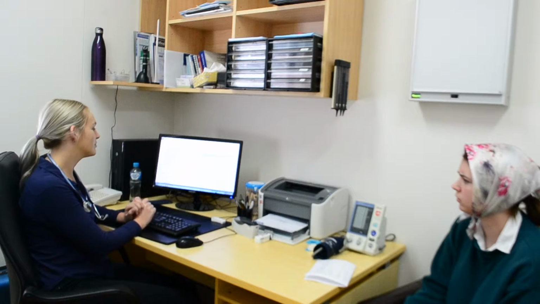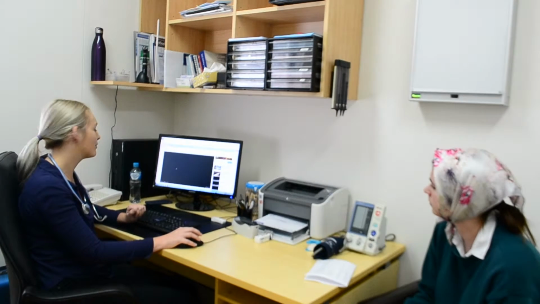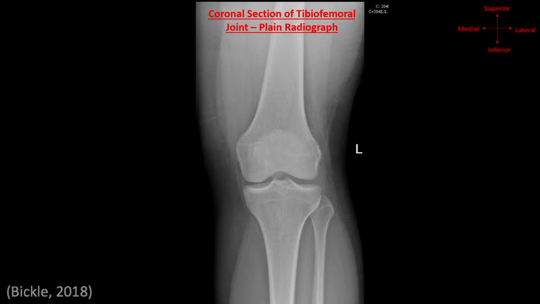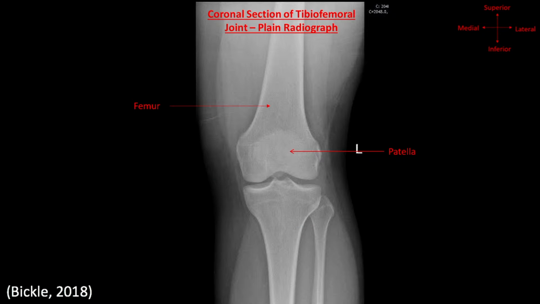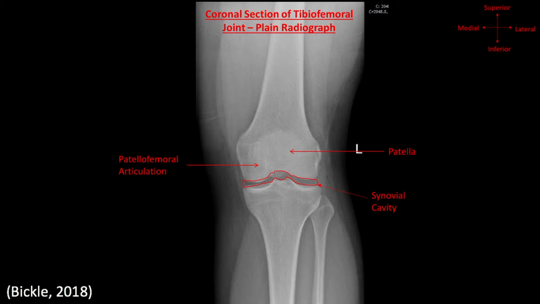I've got a video to show you. Let me just show you this and it'll make things clearer for you. The tibiofemoral joint consists of three articulations between osseous structures, which can be visualized in this anterior-posterior projection of a plane radiograph. There are two articulations between the femur and the tibia, the lateral tibiofemoral articulation and the medial tibiofemoral articulation. The third articulation forms between the femur and the patella, and is so called the patellofemoral articulation. A cavity exists between these structures, named the synovial cavity, which is filled with synovial fluid.